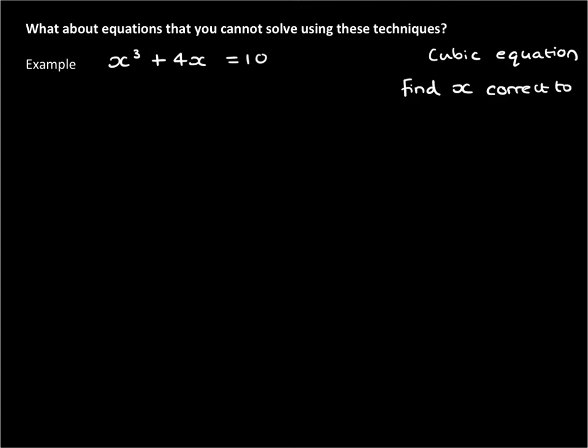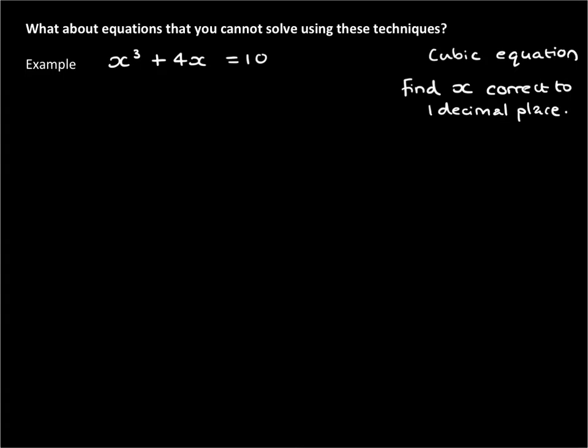So the example we're going to look at is x cubed plus 4x equals 10. So this is an example of a cubic equation. The highest power of x is a cube, so it's a cubic equation. And our aim is to find x correct to one decimal place. How do we go about doing this?